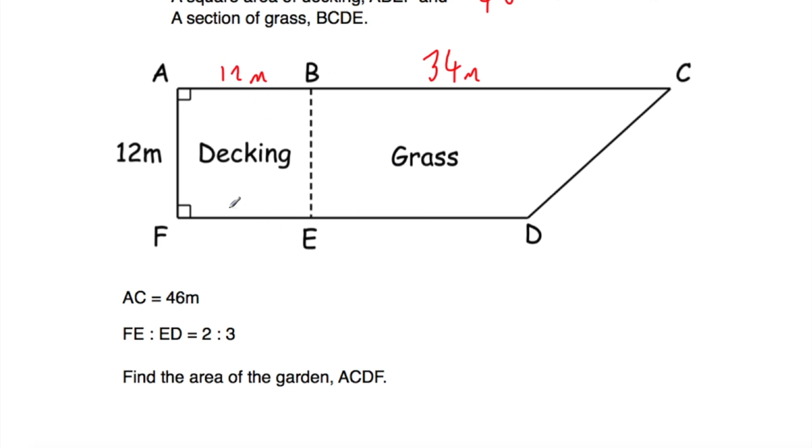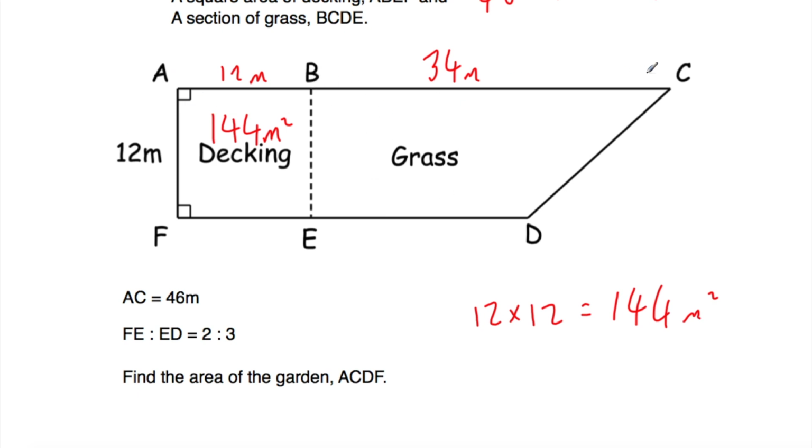So if we want to find the area of the garden, the area of the square is straightforward. The area of the decking, we're just going to do 12 times 12, which is equal to 144 meters squared. So the area of decking is 144 meters squared. But we need to find the area of the grass, because if we find the area of the grass, we can add that to the area of the decking to get the area of the whole garden.